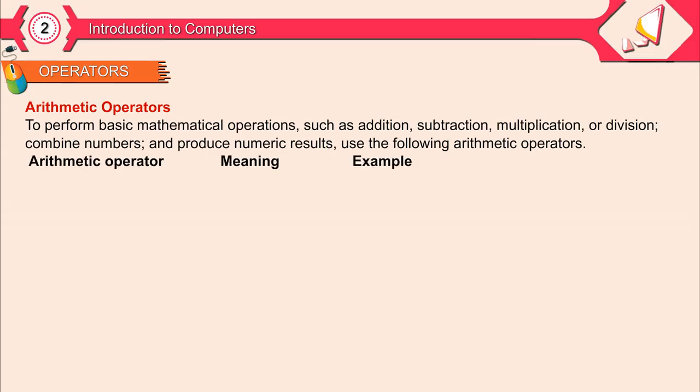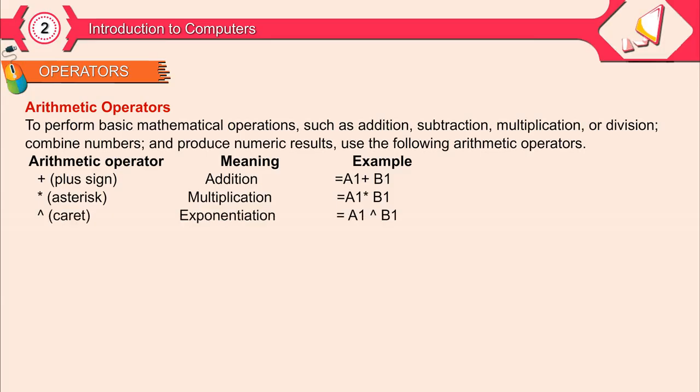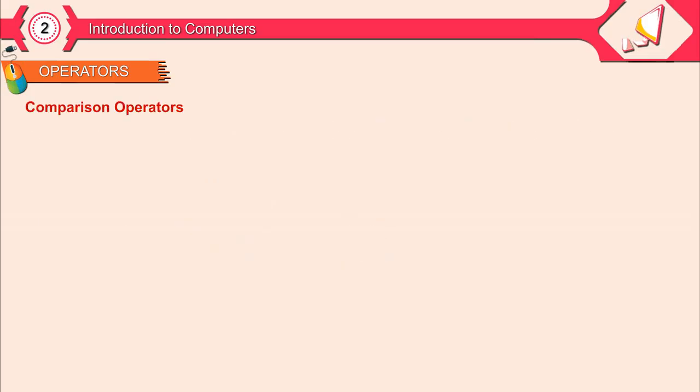Arithmetic operator, meaning, example. Plus sign, addition, equal to A1 plus B1. Asterisk, multiplication, equal to A1 asterisk B1. Caret, exponentiation, equal to A1 caret B1. Minus sign, subtraction, equal to A1 minus B1. Forward slash, division, equal to A1 forward slash B1.